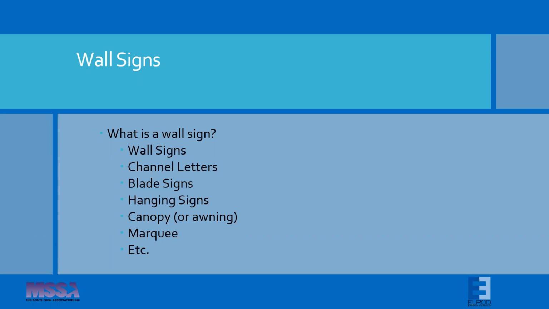So I want to look at some common examples just with some pictures and make some comments along. Some of these may be very familiar, some of these may be new to you, but just different types of wall signs.